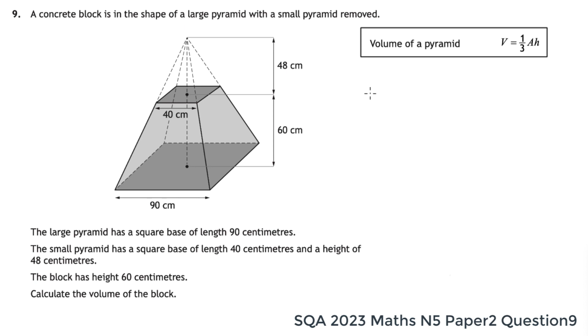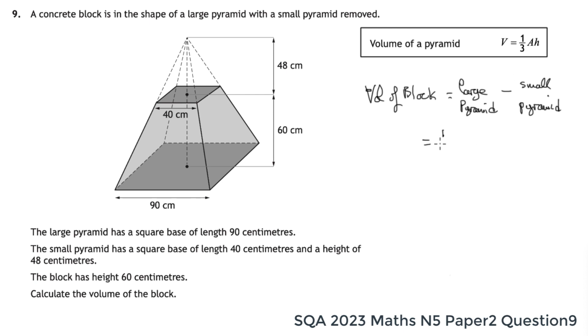So the strategy here, volume of the block would be the large pyramid minus the bit that's missing, the small pyramid, the volumes of these. So that's our strategy. We find the volume of the large pyramid and take away the volume of the small pyramid. So let's start with the large pyramid.